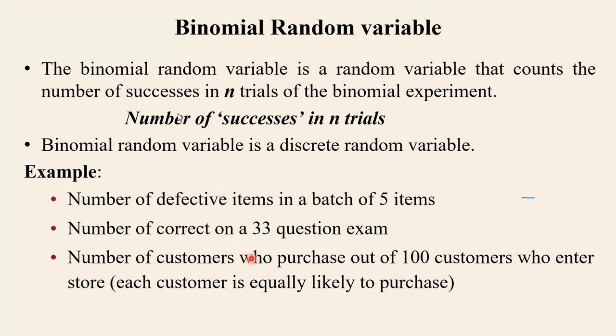The main thing is that there should be a fixed number of trials. Each trial is independent, there are only 2 possible outcomes for each and every trial, and the probability of the success outcome is the same for each and every trial. If these 4 criteria are satisfied, then that is called a binomial experiment, and the random variable created from that experiment is a binomial random variable.